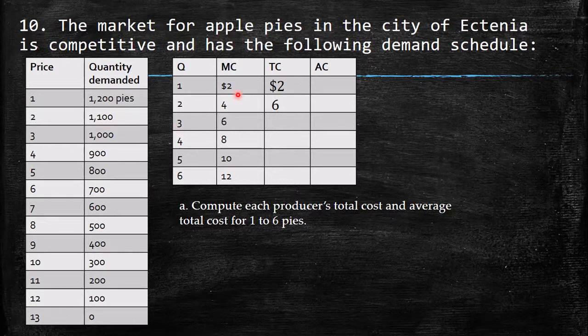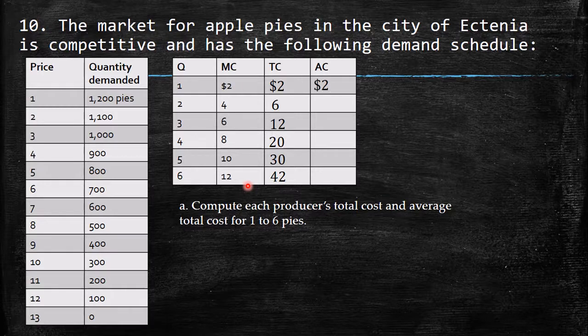Then this is going to be, remember, the change of the total cost. So if you put 6, 6 minus 2 is going to be 4. Then 12 minus 6 is going to be 6. 20 minus 12 is going to be 8. Then 30 minus 20 is going to be 10. And 42 minus 30 is going to be 12.